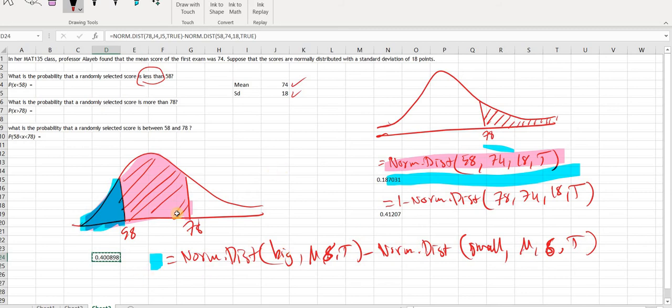If you're given the area to the left of the number and the number is missing itself, then you're going to use the norm inverse function. If you're given the area to the right of the number, and you need that missing number, first you need to figure out the area to the left, and then you can answer the question afterwards. There is no such thing as 1 minus norm inverse. That is not a thing, so remember that.